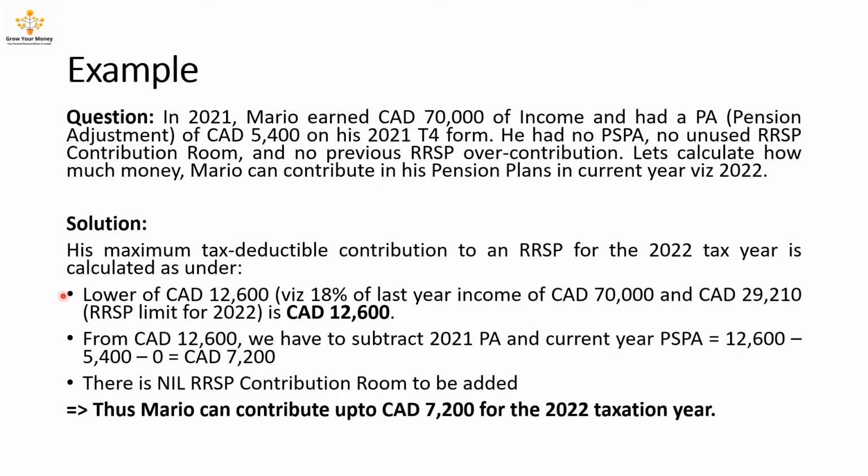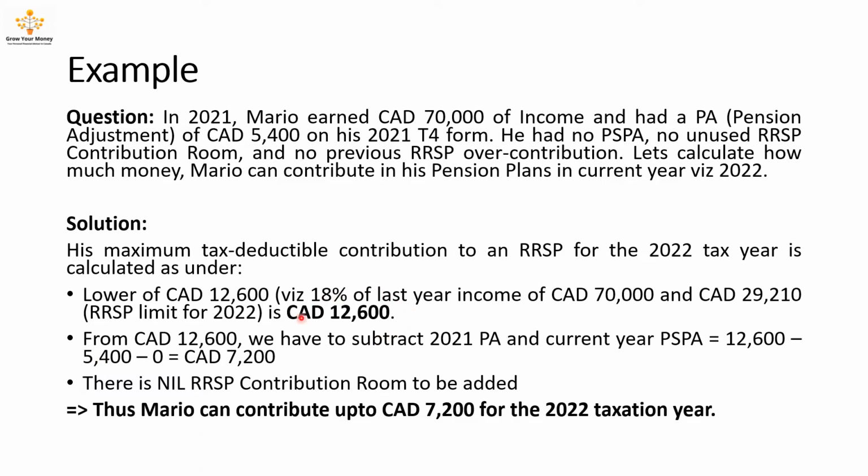So Mario's maximum tax deductible contribution to an RRSP for the 2022 tax year is calculated as the lowest of CAD 12,600, which is nothing but 18% of last year's income of CAD 70,000, and CAD 29,210, which is the RRSP limit for the current year, 2022. Thus the lower of these two items is CAD 12,600.